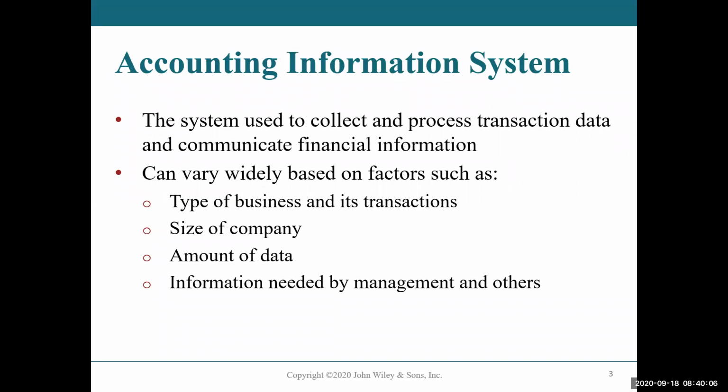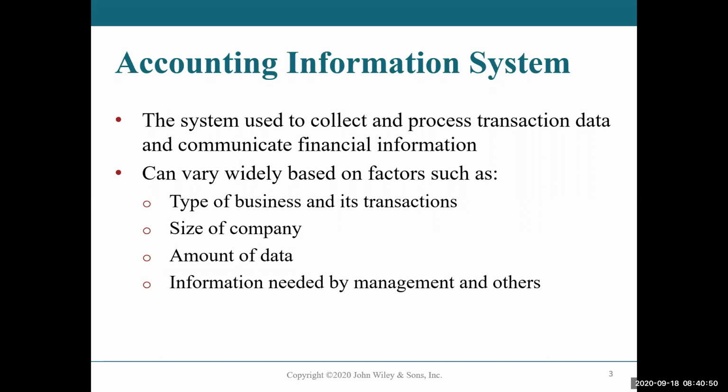So our accounting information system is a system that is used to collect and process transactions data, and communicate that information to the end users in the form of financial statements. The accounting information system depends on the company, the size of the business, the amount of data that they have to process, the complexity of that data, the information needs that they have, what kind of reports they want, and what kind of business this is. What are the transactions that they're looking at? Depending on all of these factors, the businesses determine what kind of information system they would use.